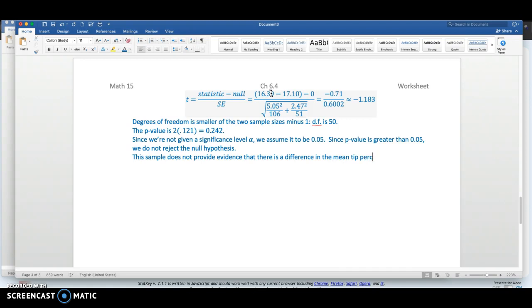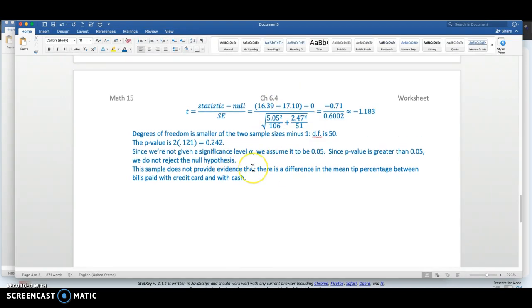The sample does not provide evidence that there is a difference in the mean tip percentage between bills paid with credit card and with cash. So a very small difference in the sample led to a do not reject. Not a very strong difference in the sample means. Likely there could be no difference in the actual mean tip percentage for all tips.